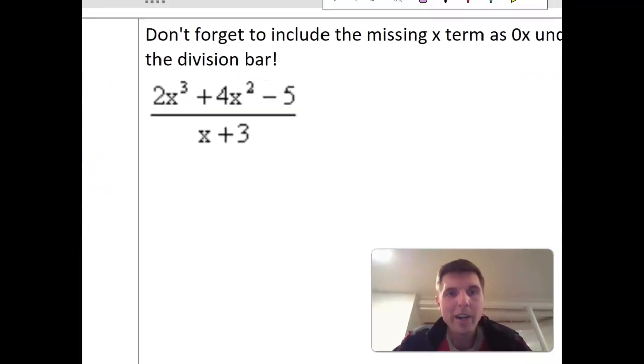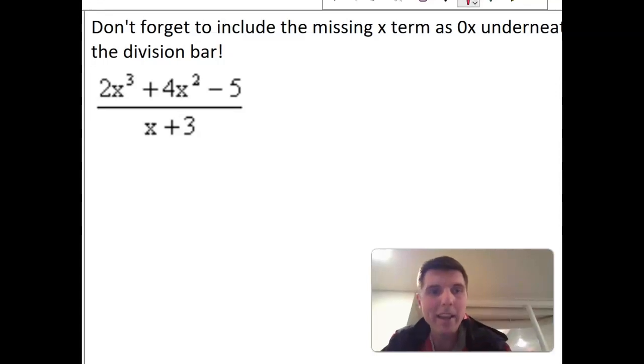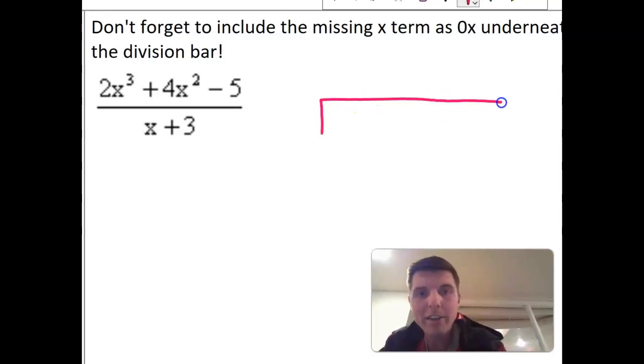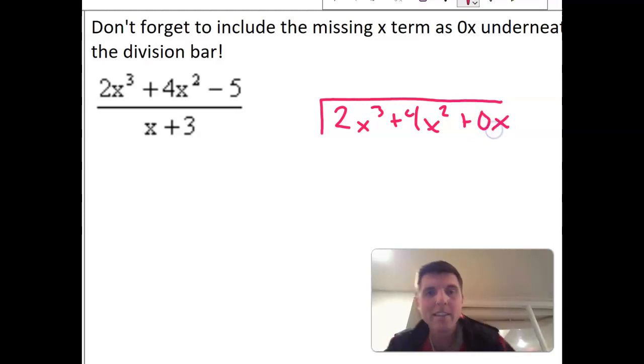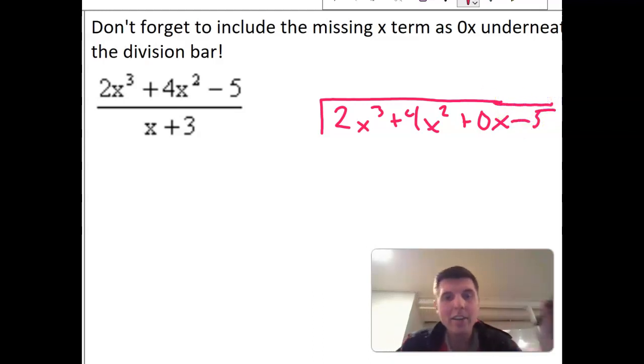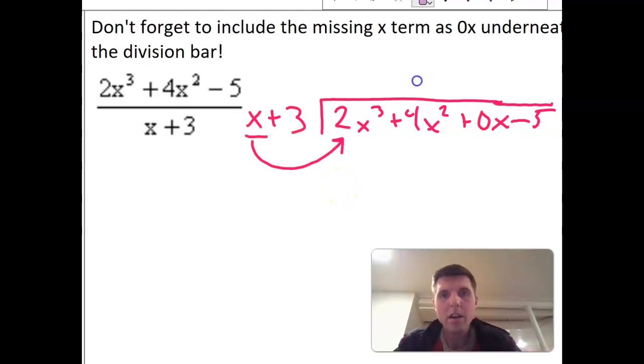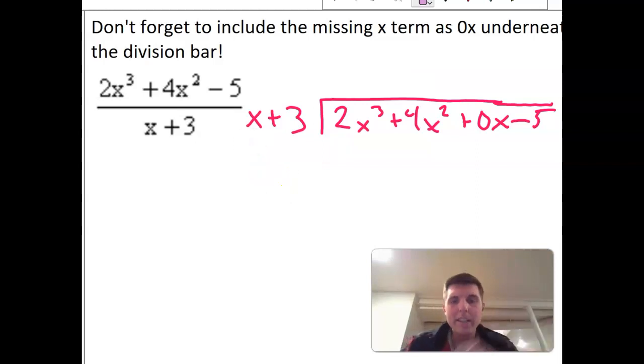Here is where we got to make sure we include the missing x term, and here's what I mean by that. Inside my division symbol, we write 2x cubed plus 4x squared plus 0x. We have to include every single term, and in this case, the single term that we need to also include is 0x. Because when we do our division algorithm, we just have to have all those places held. Minus 5 at the end. So everything else looks the same, just include your missing terms. Okay, toss your x plus 3 out front. I know that skipped a little bit.